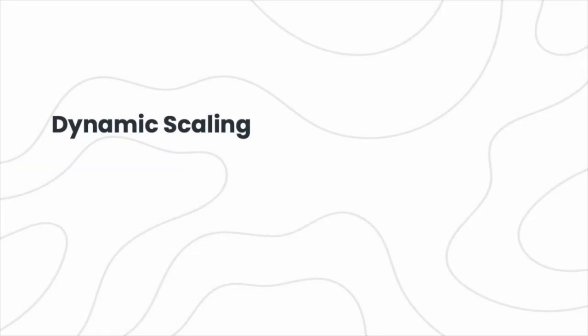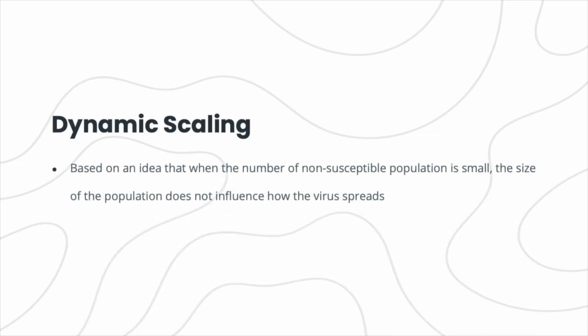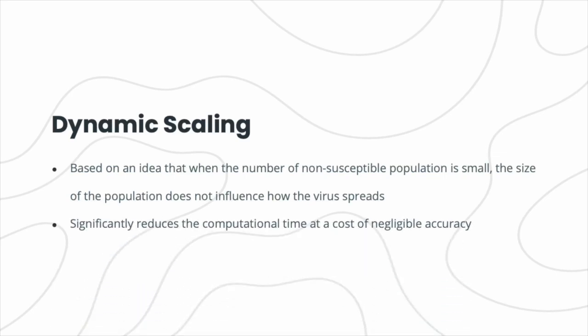In order to reduce the computational time for the simulator, dynamic scaling is used, which is based on an idea that when the number of non-susceptible population is small, the size of population does not influence how the virus spreads. This significantly reduces the computational time at a cost of little accuracy.